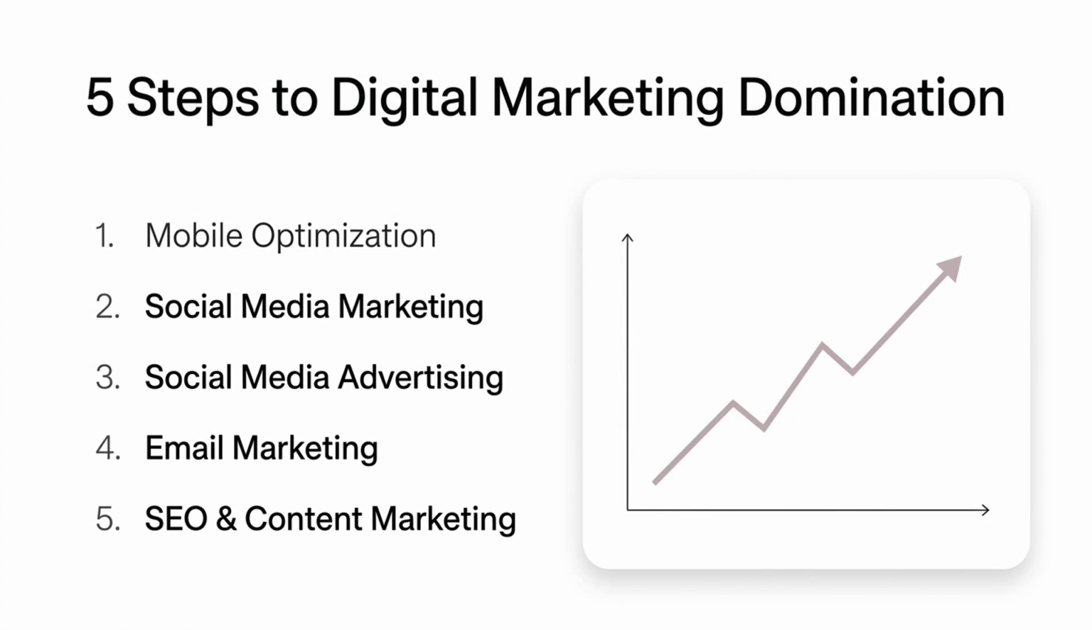Moving into specific tactics, there are 5 key steps to truly dominating your digital presence. It starts with mobile optimization, as most users browse on their phones. Then we leverage organic social media marketing alongside paid advertising. We follow up with email marketing for direct communication and tie it all together with robust SEO and content marketing. Presenting this kind of information as an infographic is also highly effective.